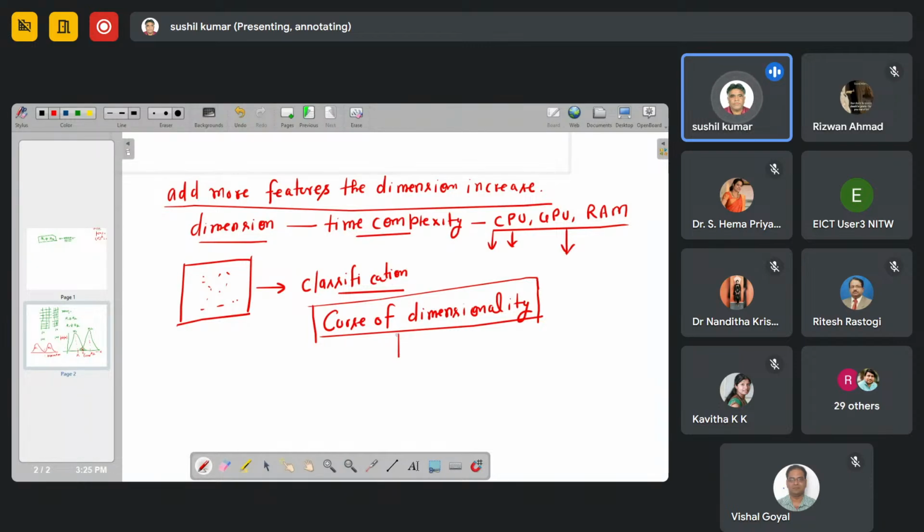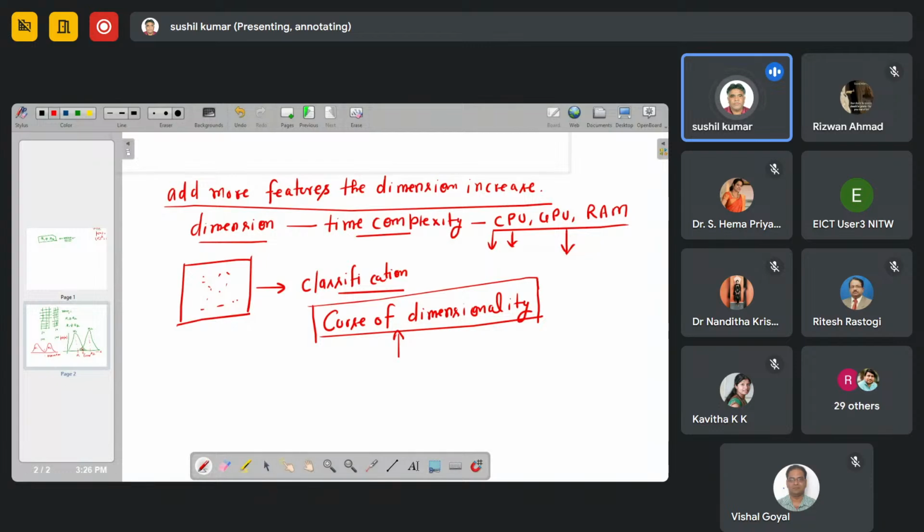But this issue is called curse of dimensionality. If you are not increasing the dimensions, then you will be in trouble. If you are increasing the dimension, again you will be in trouble. So this is the issue here. This is called the dimensionality problem or curse of dimensionality.